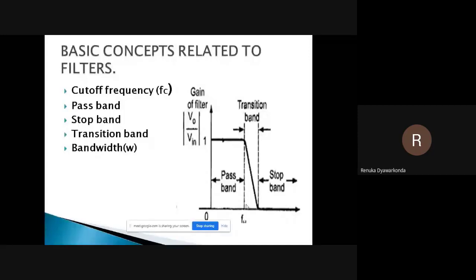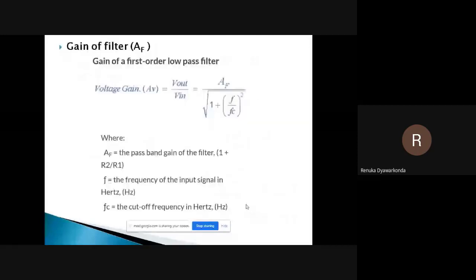And bandwidth. Bandwidth is nothing but the difference between the upper and lower 3 dB points. Here, simply the width of the passband is the bandwidth. Next, we are going to see the gain of the filter. The gain is nothing but the amplification factor of the filter. And here I have taken the example of a first order low pass filter.